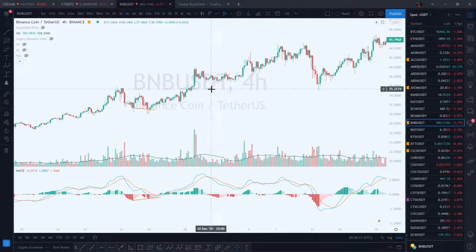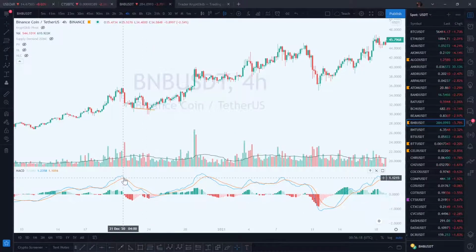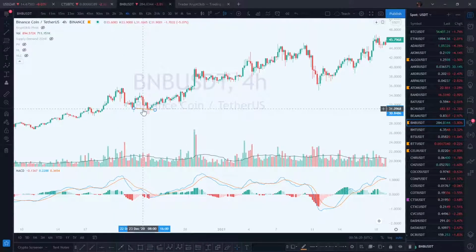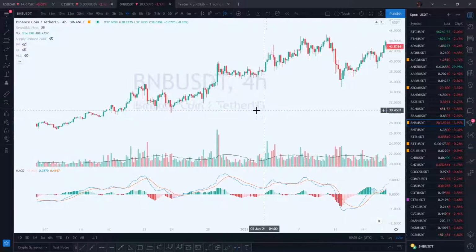So what do you want to look for? You want to look for divergence again. Let's see if we can get a divergence on the MACD itself. So I'm looking. Okay, I think we have some here.